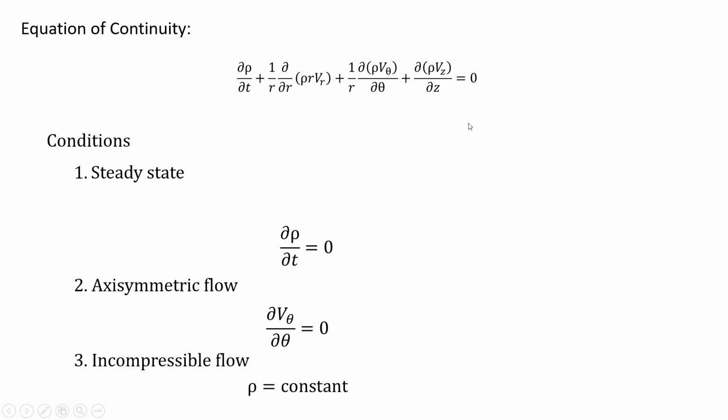So now let's analyze the different parameters of the continuity equation. So first one is steady state. If steady state is present, then we can conclude that dρ by dt will be 0. Now we have a symmetric flow, so dvθ by dθ would be 0, and incompressible flow which makes rho constant. So this term will also become 0.